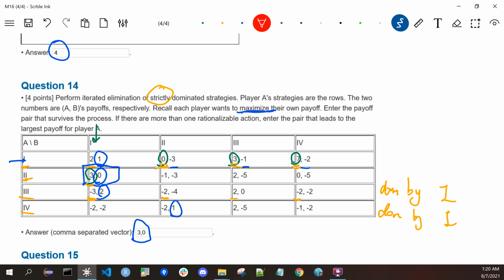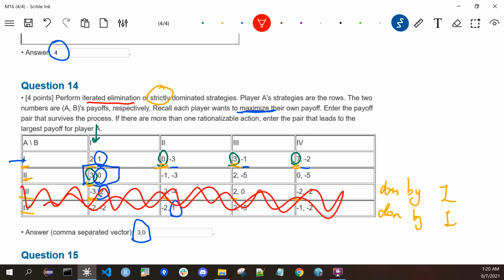So when we are iteratively eliminating, we can eliminate these two rows. It actually doesn't matter if we eliminate the rows first or the columns first. So you can do either. And now let's try to eliminate the columns. So we should highlight the remaining columns.